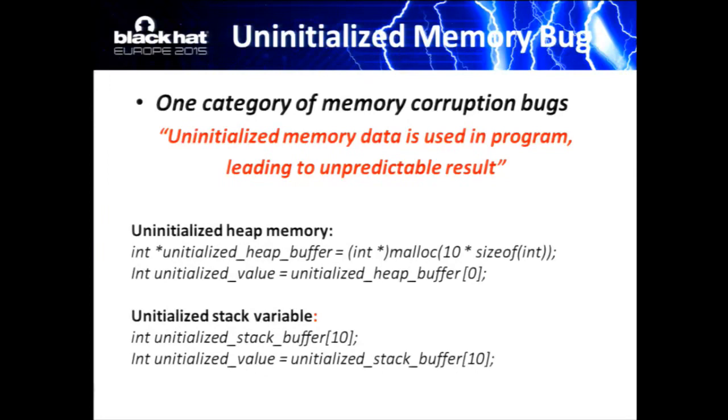Here we have two examples. The first one, we allocate an int array with 10 elements on the heap, and then we access the first element of this array, but without initializing it. So this is an uninitialized memory bug on the heap. And see the second one, we have an int array with 10 elements on the stack this time, and still we access the first element of this array without initializing it. This time, this is a typical uninitialized local variable bug.